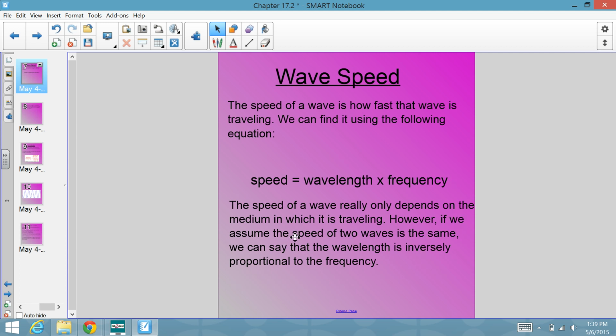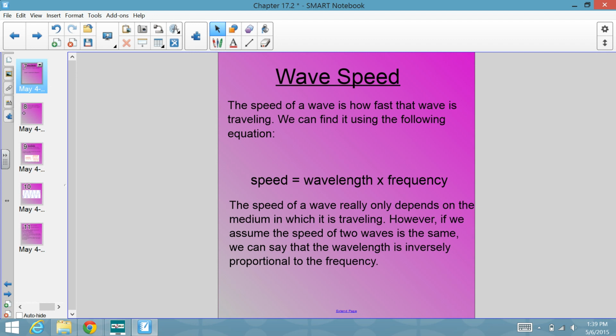if we assume that the speed of two waves is the same, we can say that the wavelength is inversely proportional to the frequency. What that means is, if I play a sound wave through air and it has a very, very low frequency, it's going to have a pretty high wavelength. If I play a sound through that same air traveling at the same speed that has a very high frequency, it's going to have a very low wavelength. So, for the same speed, as one of these increases, the other decreases. That's what it means to be inversely proportional.